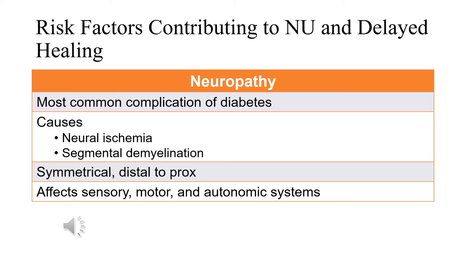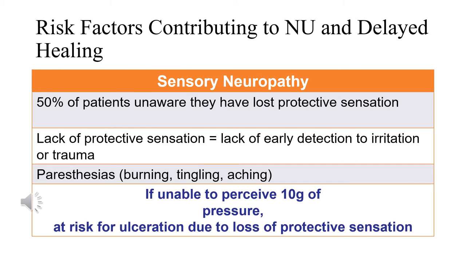So what actually happens is the nerves become demyelinated, and so they don't function as well, and we see neural ischemia happen. We usually see a stocking glove presentation, so it's usually symmetrical and it's from distal to proximal. And then keep in mind that it affects not only our sensory but also our motor and autonomic neural systems as well. So let's take a closer look at that.